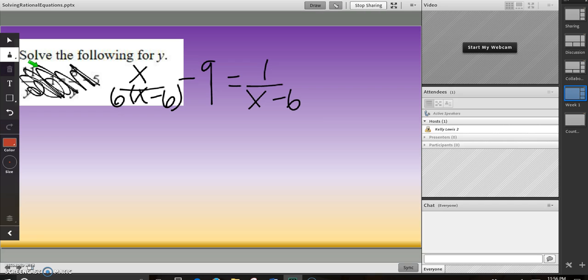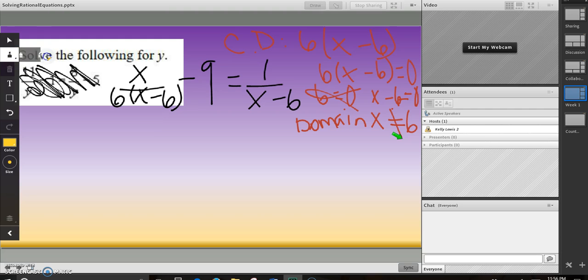Okay, first we need to figure out the least common denominator, and that is going to be 6 times (x minus 6). We need to set that equal to 0 to find the domain. So 6 equals 0 and x minus 6 equals 0. Well, 6 can never equal 0, so we're just going to ignore it. And then here we need to add 6 to both sides. So our domain is x cannot equal 6. As we go through this, if we get 6, then we have a little hiccup, but not a huge deal.